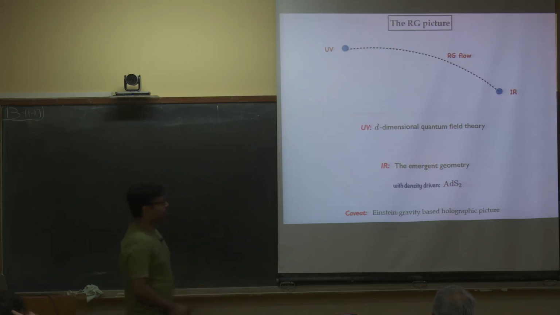If you have a density-driven system, which is quite popular in holography for various reasons, you can get an AdS2 factor here, dressed with other objects, etc. Of course, this intuitive picture that I'm trying to paint is mostly based, for me, on Einstein gravity-based holographic scenarios. I don't quite know what happens in higher spin theory. I'm not quite sure. Okay.